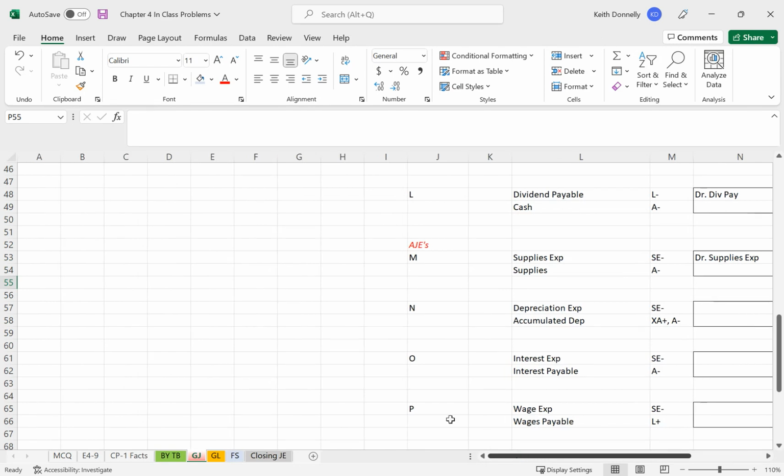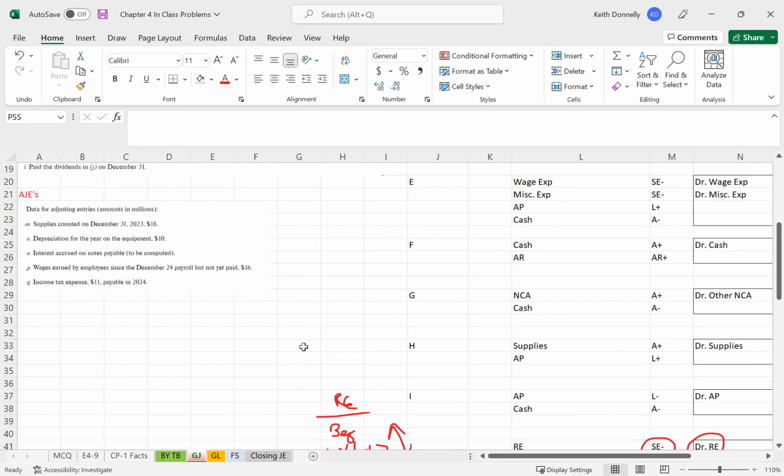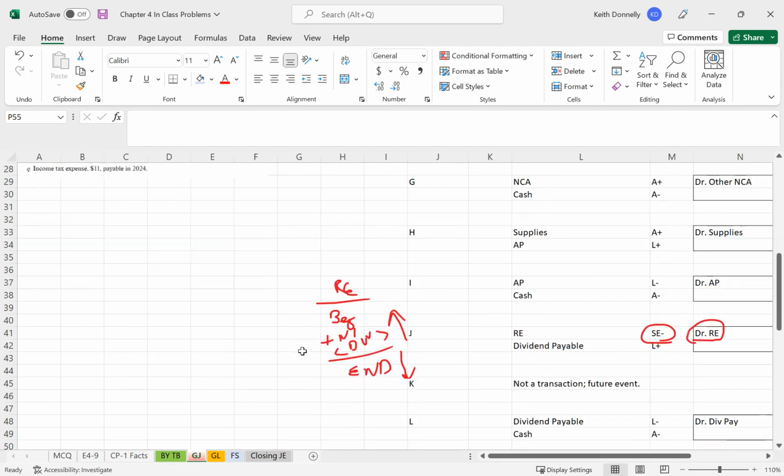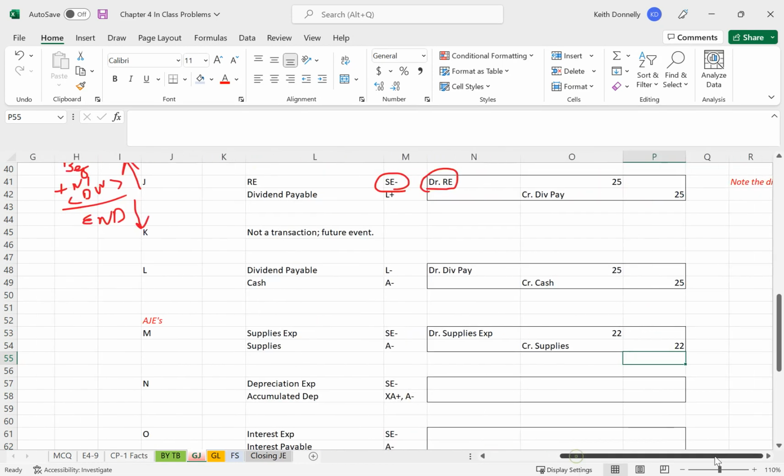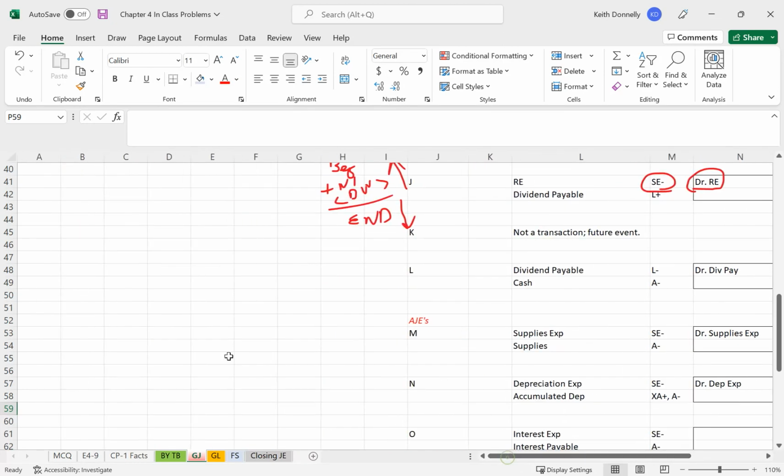Let's look at N. N says depreciation for the year was $10. Okay, so we're going to do debit depreciation expense, credit accumulated depreciation for $10. There we go.